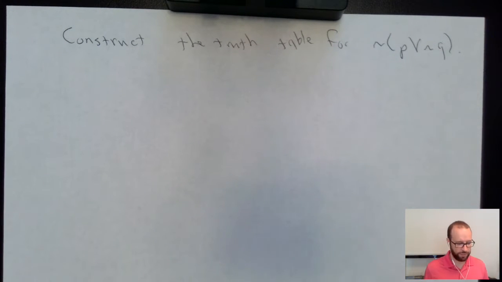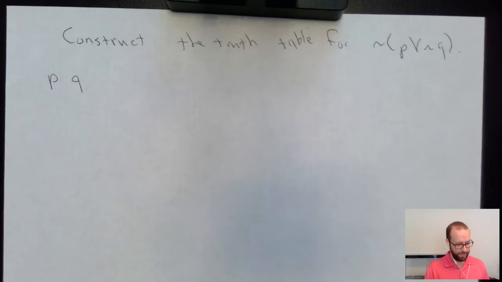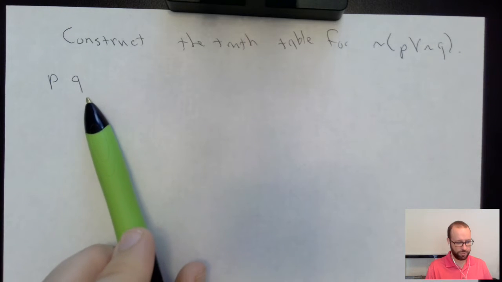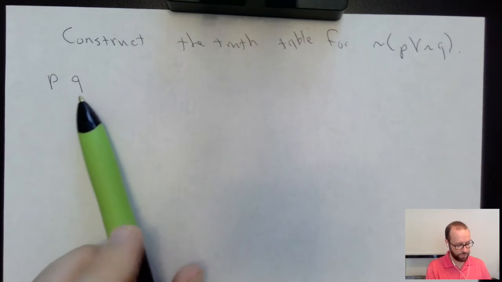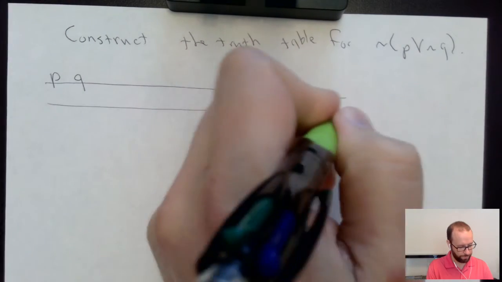First, I look at what letters appear in my statement. Here I see a P and a Q. So I'm going to have P and Q as the input columns. I always alphabetize them, so I'll put the P first. Now, with 2 choices for P and 2 choices for Q, I have 2 times 2 or 4 rows that I need here.